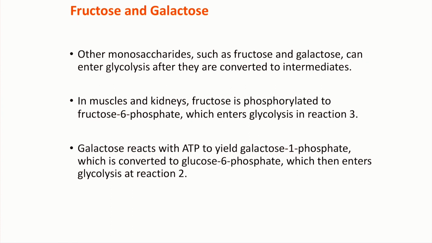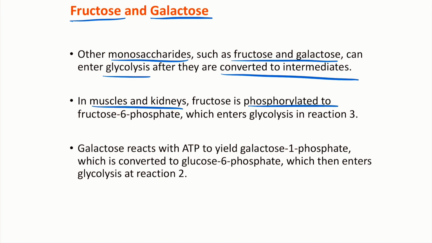Next, what happens to fructose and galactose? I already told you that fructose and galactose are not directly absorbed in your body, so your body uses them. Other monosaccharides such as fructose and galactose can enter glycolysis after they are converted to intermediates. In muscles and kidneys, fructose is phosphorylated to create fructose 6-phosphate, which then enters glycolysis in reaction 3.